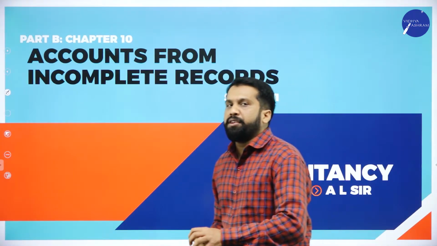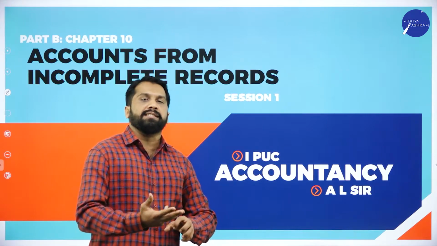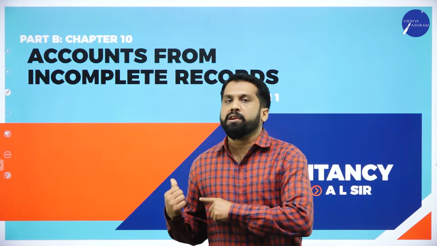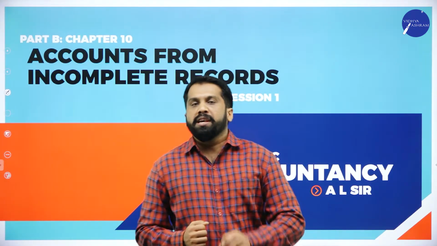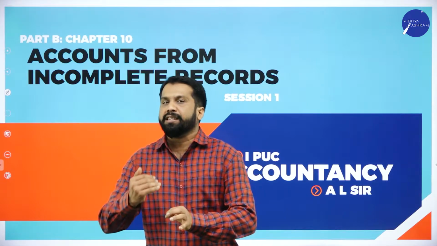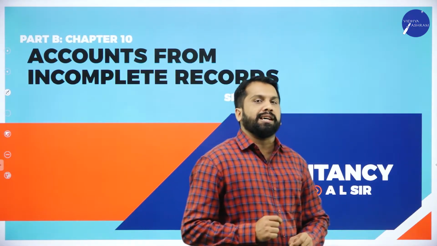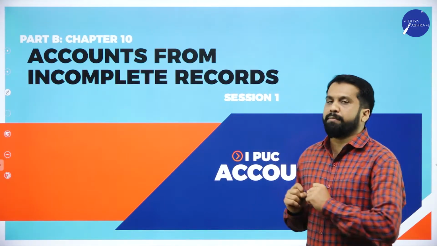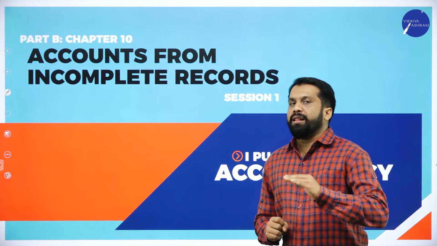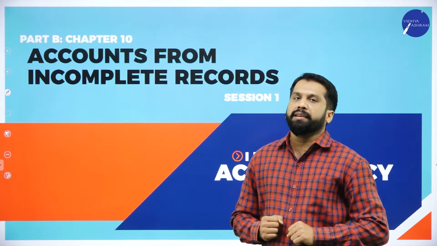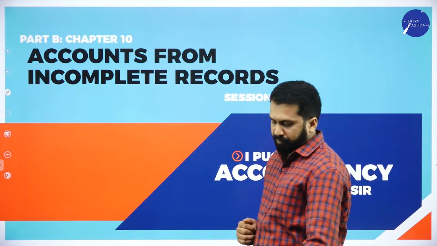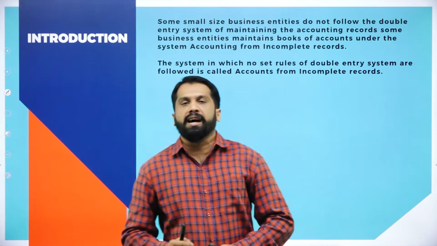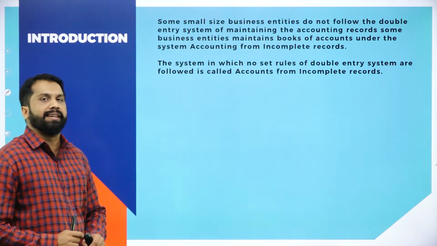And whatever information they have, purchase and sales invoices, all the income and expenditure invoices, they will not keep it properly. So if the information is not complete, we call it accounts from incomplete records. We'll know more about incomplete records in the next slide. First one, the introduction part for accounts from incomplete records.